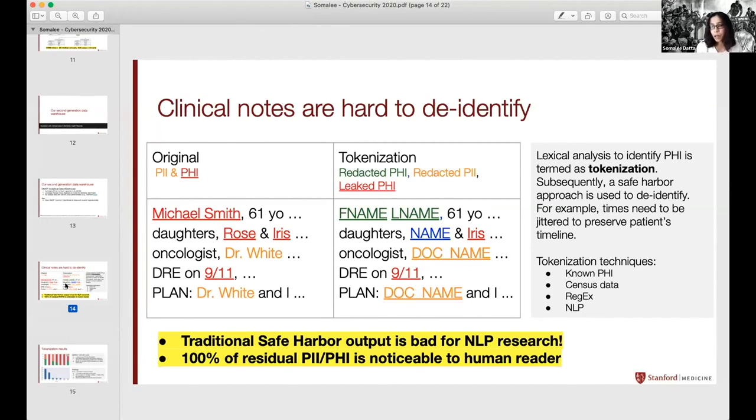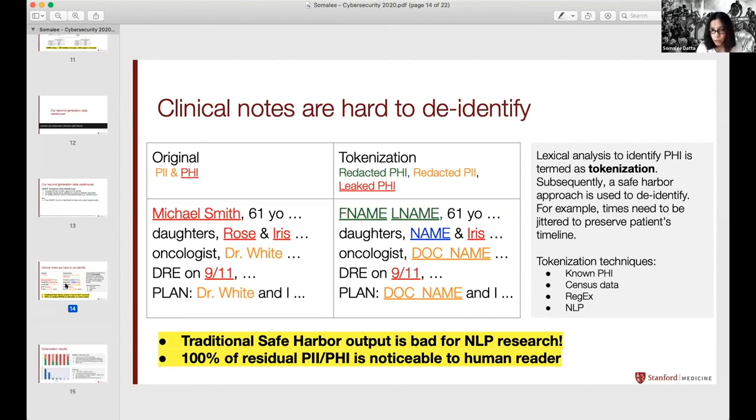And then the final heavy duty thing you can do is natural language processing, and that can help you do named entity recognition. Once you have tokenized, the second thing you do is a mechanism called safe harbor, where you de-identify all these tokens. And here you can use different levels of sophistication depending on your risk assessment for that particular workflow.